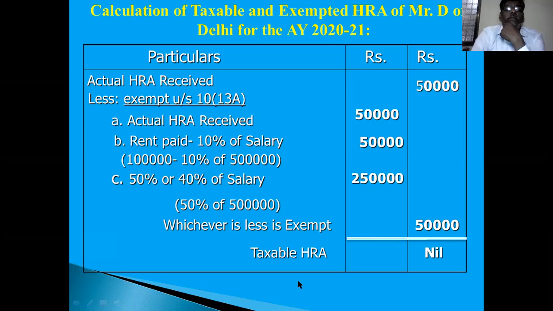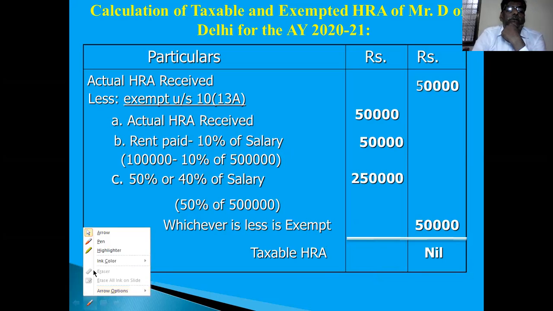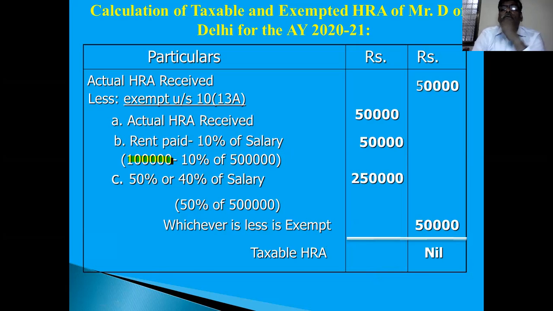Sometimes you see here the salary is 50,000. What happens regarding this point? Rent paid minus 10% of salary. Maximum mistakes you commit here only.